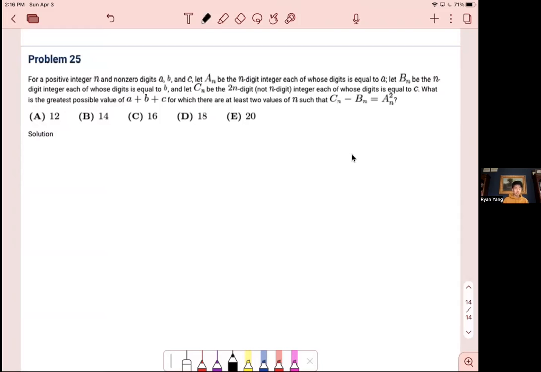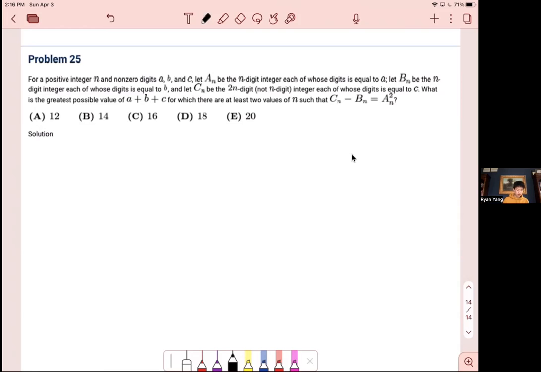Problem 25. For a positive integer n and non-zero digits a, b, and c, let a sub n be the n-digit number, each of whose digits is equal to a. Let b sub n be the n-digit integer, each of whose digits are equal to b, and let c sub n be the 2n-digit, not n-digit, integer, each of whose digits is equal to c.